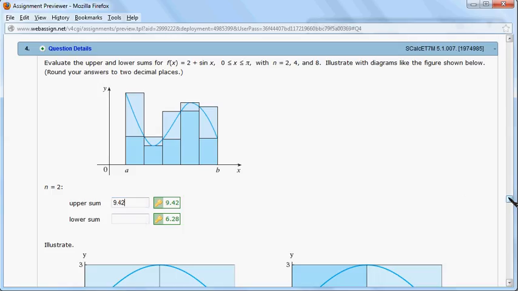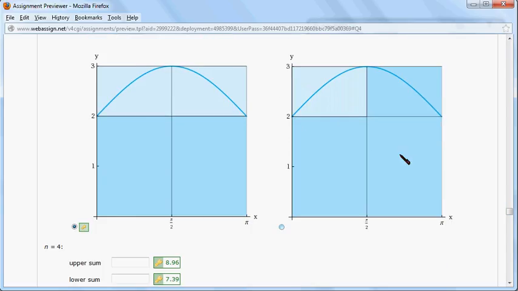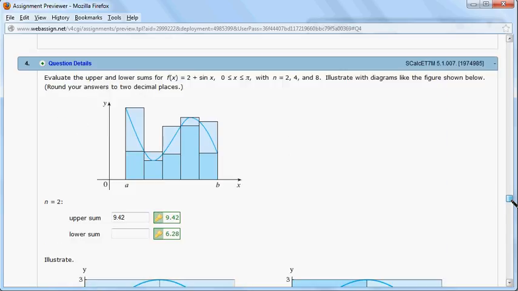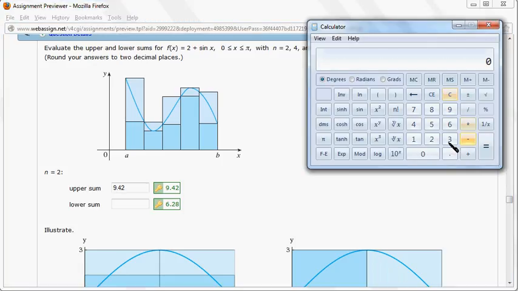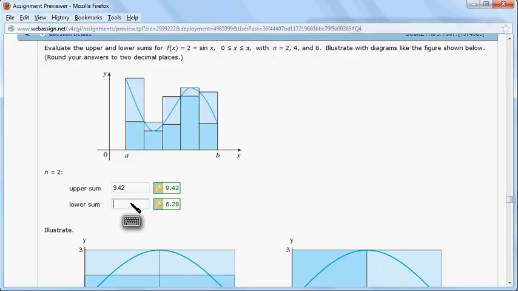Right. Then the lower sum, if you look at the picture here, the height is 2, and it goes from 0 to pi. So it's 2 times pi, 2 pi. So 2 times pi is equal to 6.28. That's how you do that.